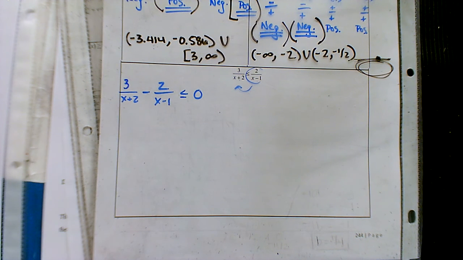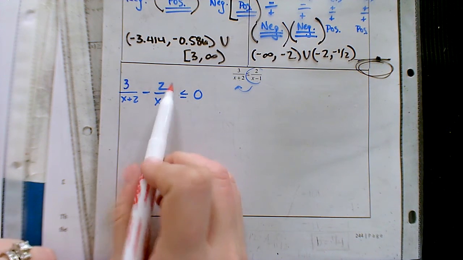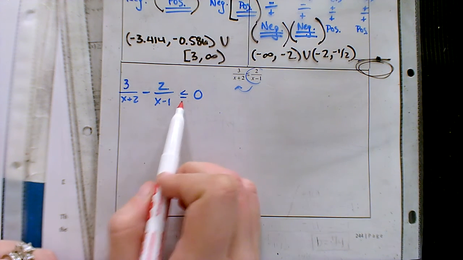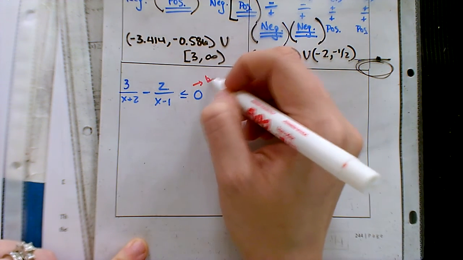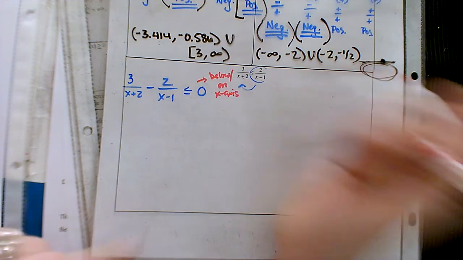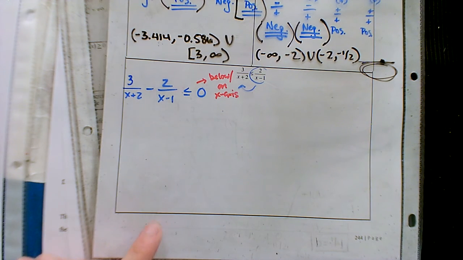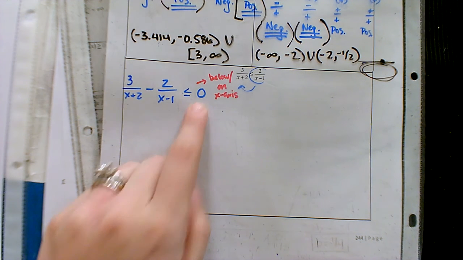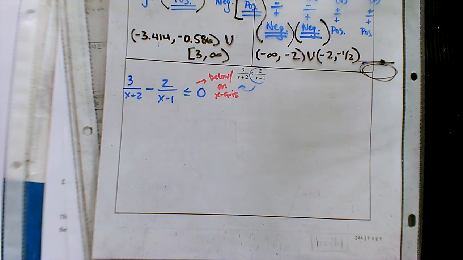Now at this point, since we have 0, we might be able to determine what we're looking for in terms of above or below. So if we want these fractions to be less than or equal to 0, we want to be below or on the x-axis. So it's starting to look familiar to the previous two that we did at the top, because now we have the 0, but it's still slightly different. Do we notice anything else that might be a little different than what we've done before?